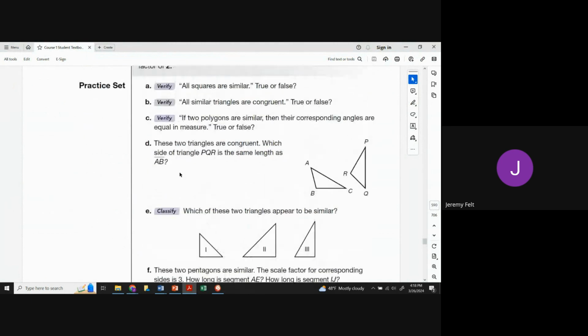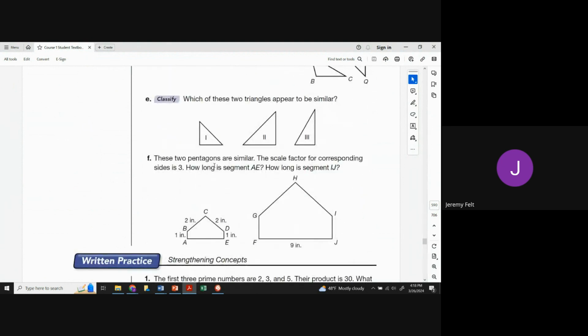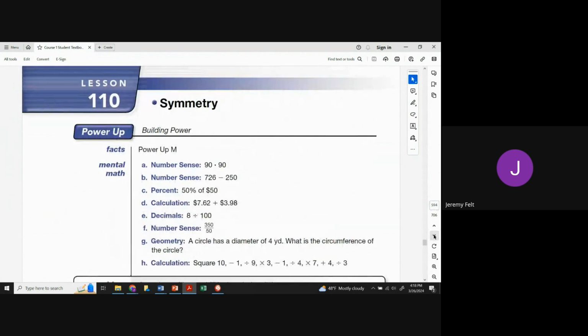All right, we'll go over these. It's got a lot of just kind of terminology and true-false questions. So we'll look at those when we get into class. The last lesson we're looking at for this week is symmetry. And this one, we'll do some examples on the board and go over.